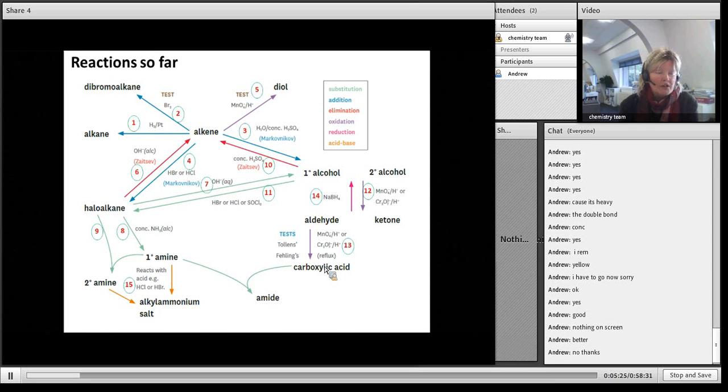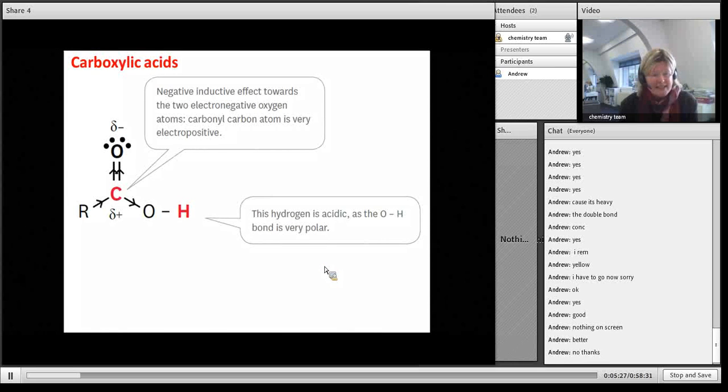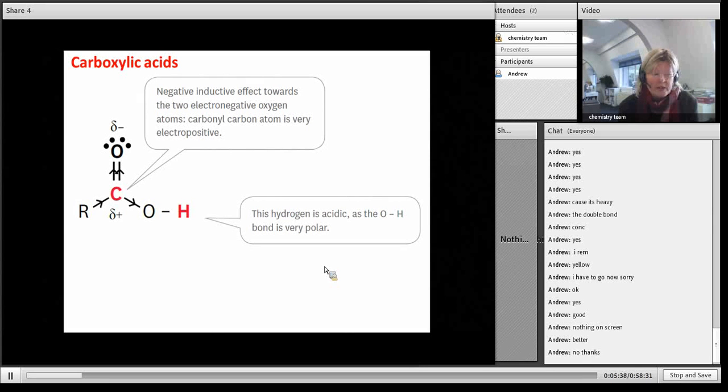Right, so what we're going to look at now is carboxylic acids and their derivatives. Looking at carboxylic acids, again, it can react in a number of ways like alcohols, because we have two reactive centers. The first one is the carbon, and the carbon is slightly positive because it's got two oxygens withdrawing electron density from it, because oxygen is more electronegative than carbon.